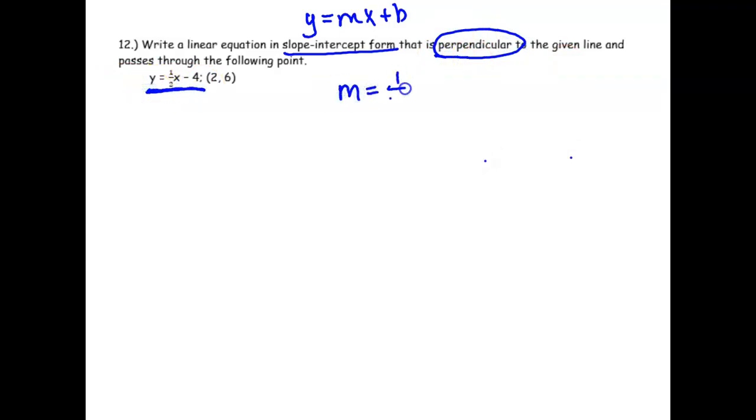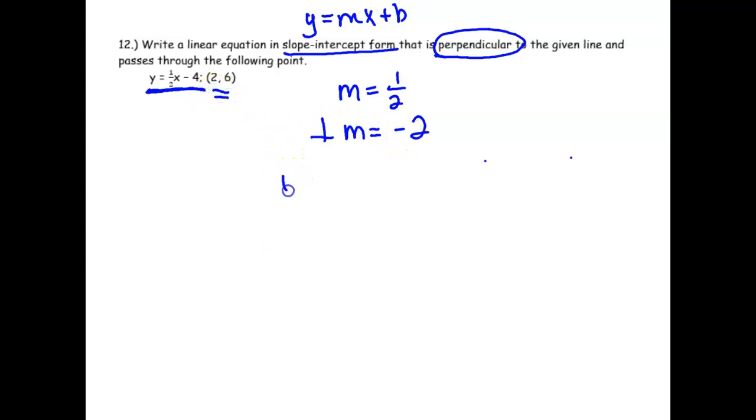All right. Number 12, you're writing a linear equation in slope-intercept form. Okay, slope-intercept form is y equals mx plus b. And it's perpendicular to the given line and passes through the following point. So here's the key word, perpendicular. If we look at the original equation, our slope is 1/2. The perpendicular slope is the negative reciprocal, which would be -2. We then use that new slope with the point 2, 6.